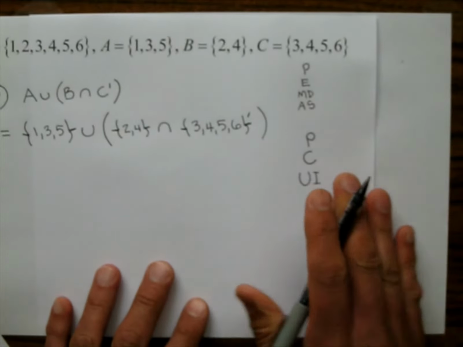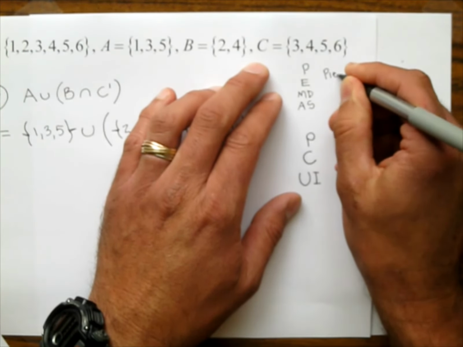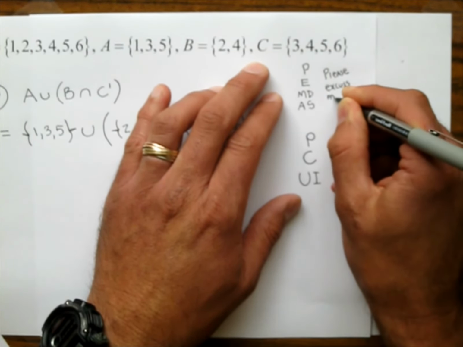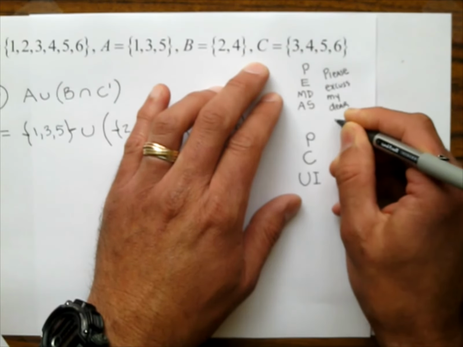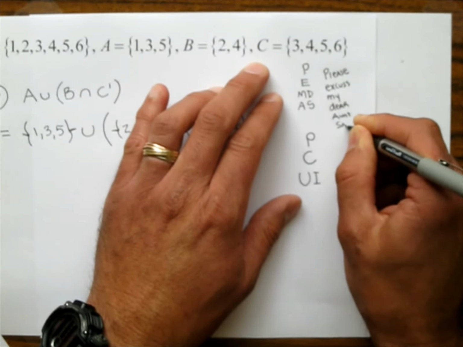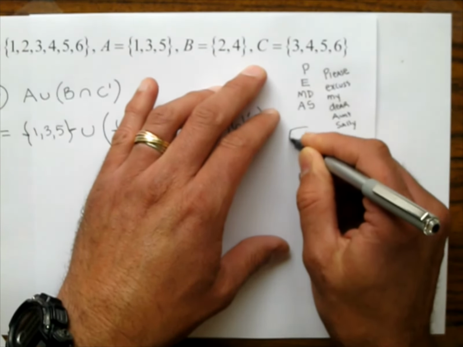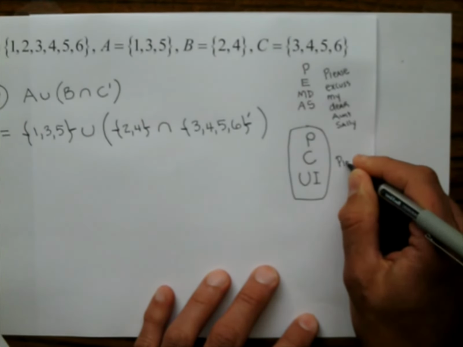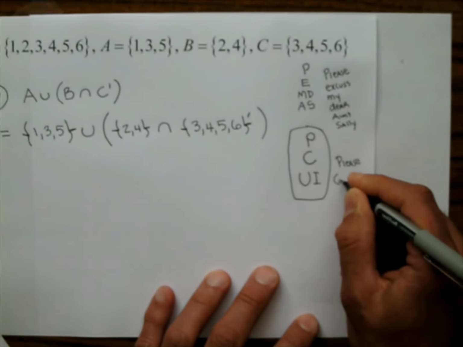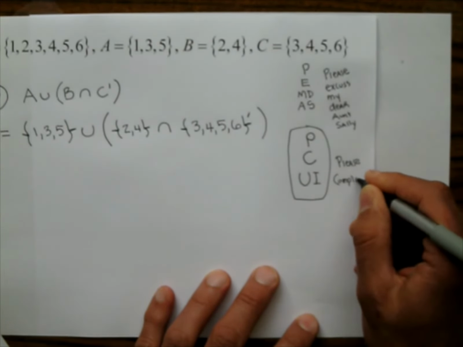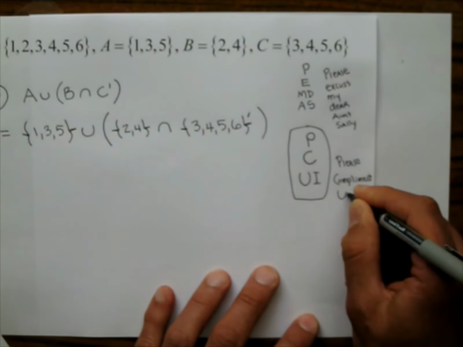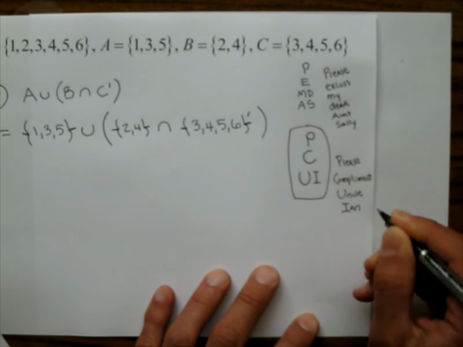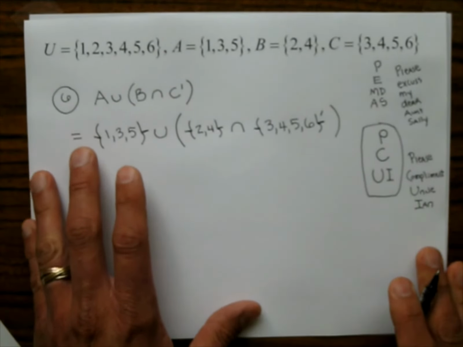So this one right here was, please excuse my dear Aunt Sally. I always wondered, what did Aunt Sally do? Well, this one right here, if you want to remember, this is please compliment. This is just one saying. Uncle Ian. Or Uncle Isaac, if you'd like. So that's just a way of trying to help you remember this.